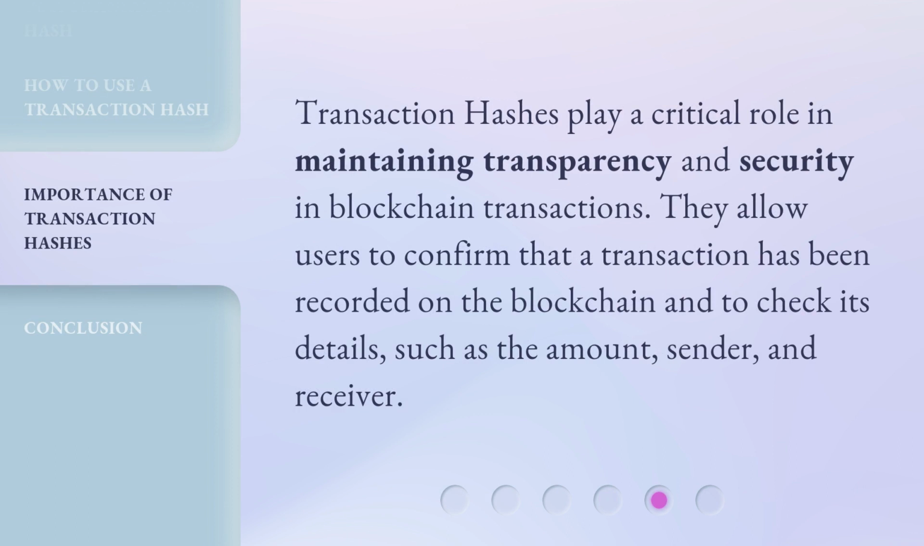Transaction hashes play a critical role in maintaining transparency and security in blockchain transactions. They allow users to confirm that a transaction has been recorded on the blockchain and to check its details, such as the amount, sender, and receiver.